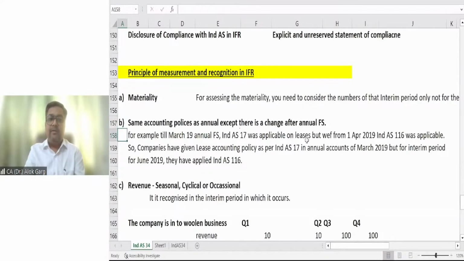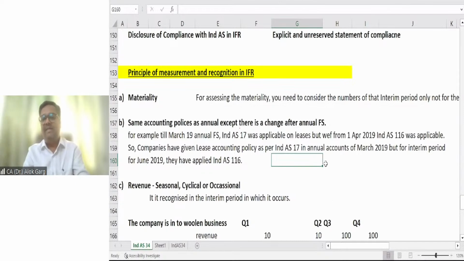For example, till the March 2019 annual financial statement, Ind AS 17 was applicable on leases. But with effect from 1st April 2019, Ind AS 116 became applicable. So companies gave the lease accounting policy as per Ind AS 17 in annual accounts of March 19, but for the interim period of June 19, they have applied Ind AS 116, right? So they have changed the recognition and measurement of the leases in June 2019, right? You understood this aspect?